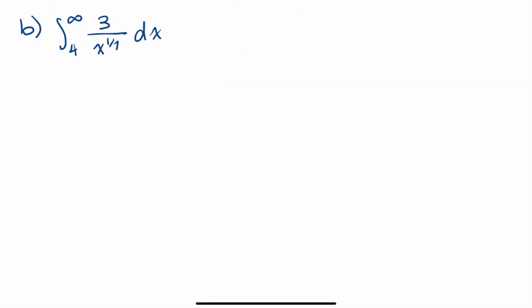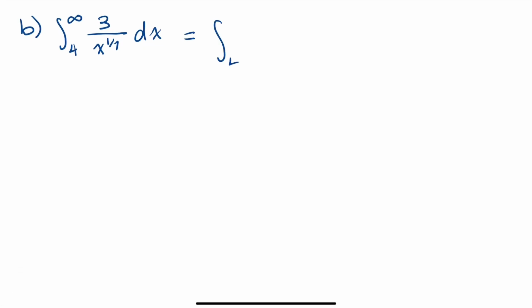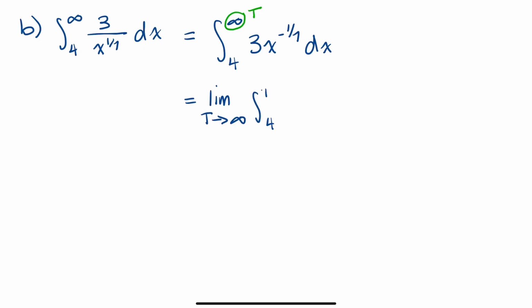Moving on to part B, we have the integral going from 4 to infinity of 3 over x to the 1 over 7 dx. First, I'm going to rewrite this in a different way such that we can find the antiderivative more easily. So I'm going to change this to 3x to the negative 1 over 7 dx. And like before, we can call infinity some other variable such as t, and then take the limit and see what happens as it approaches infinity. So this is equal to the limit as t approaches infinity multiplied by the integral going from 4 to t of 3x to the negative 1 over 7 dx.